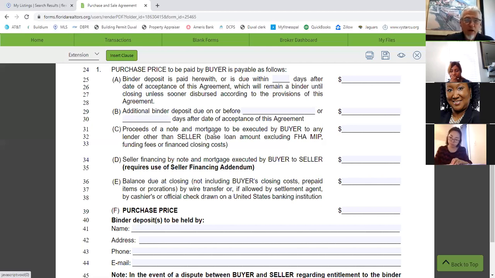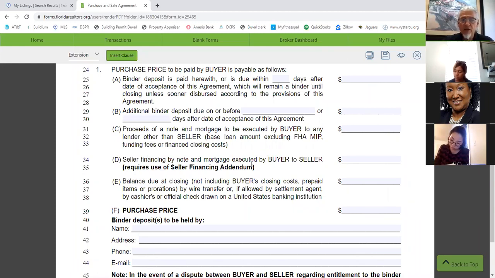Okay. So the next thing you look at is proceeds of a note or mortgage. This is executed by the buyer. This is a third party mortgage. It doesn't include any of the closing costs. It just includes the mortgage amount. It includes the note amount. And so if it's $350,000, put $350,000. Again, it doesn't include any closing costs.